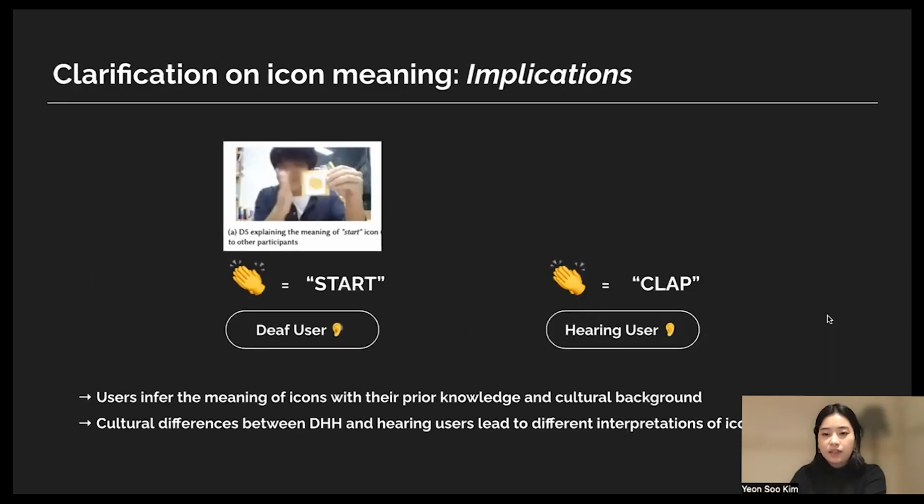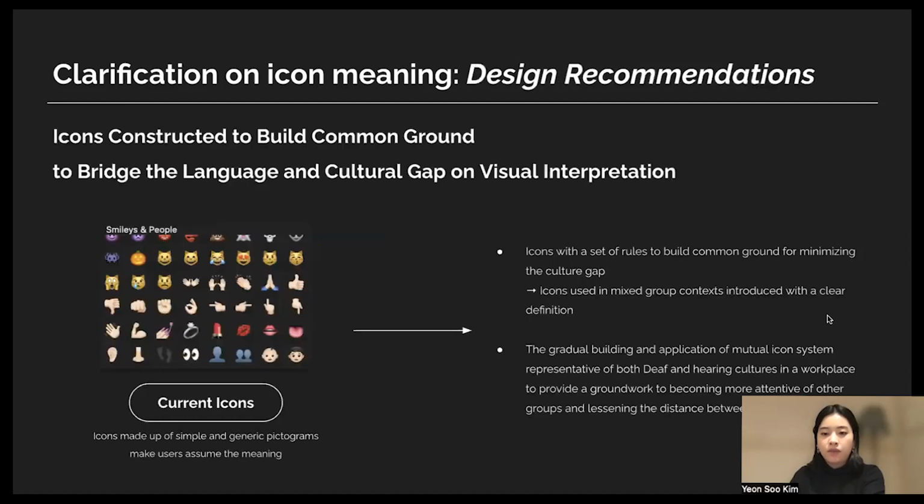Second, clarification on icon meaning. Due to the differences in preferred language and cultural backgrounds, users have different interpretations of the icons, thus, the user sometimes could not directly infer the meaning behind the other user's generated icon. We recommend designing icons constructed to build common ground to bridge the language and cultural gap on visual interpretation.